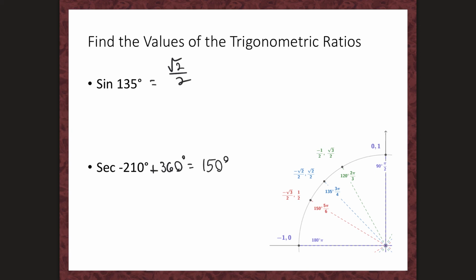Now, secant we don't know straight off the bat, but we know that secant is the reciprocal of cosine. And the cosine values on the unit circle are the x values, or the x-coordinates. Once we find that, we can take the reciprocal and then find the secant. So what is the cosine of 150 degrees? Well, here's 150 degrees, and our cosine will be negative square root of 3 over 2.